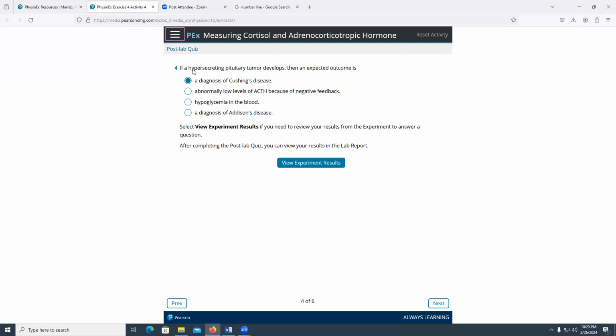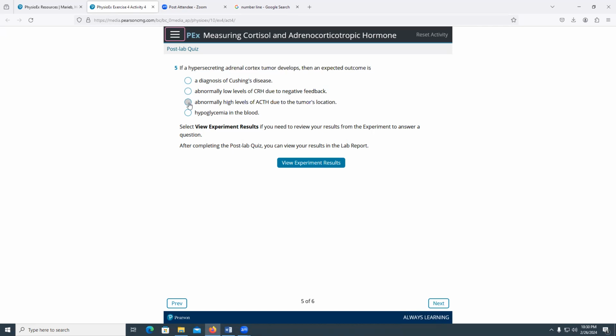Yes, that's true. Hypersecreting pituitary tumor is a secondary hypercortisolism. That is Cushing's disease. But a hypersecreting adrenal cortex, that is Cushing's syndrome, definitely. It's not a syndrome. It's an abnormal hypoglycemia in the blood. No, it should be hyperglycemia.